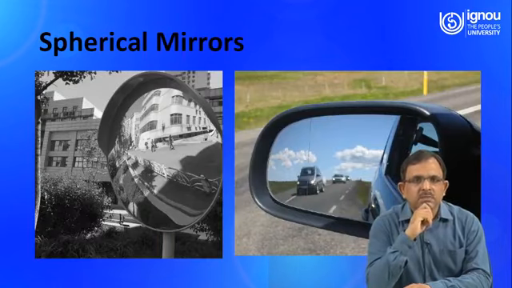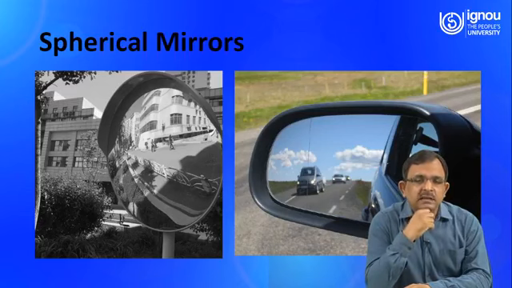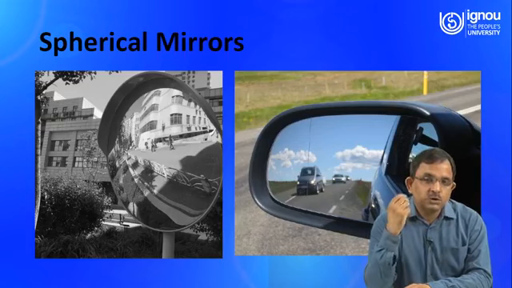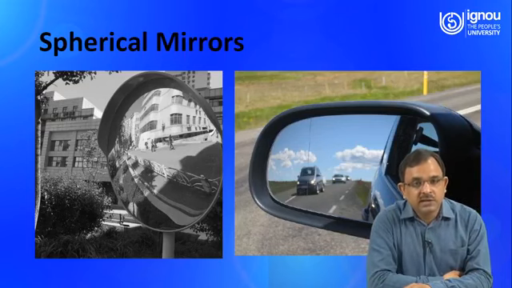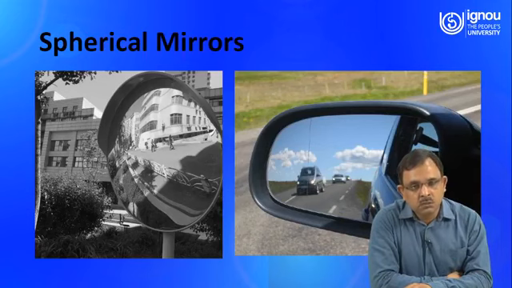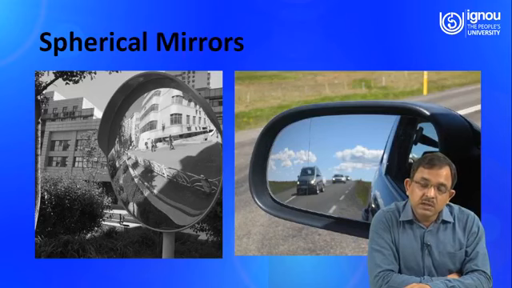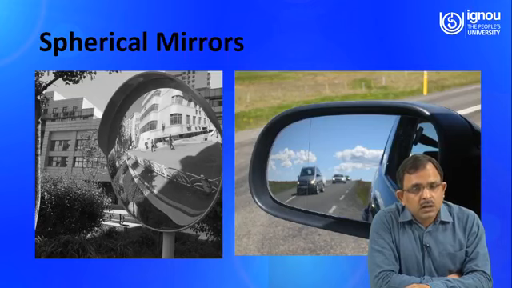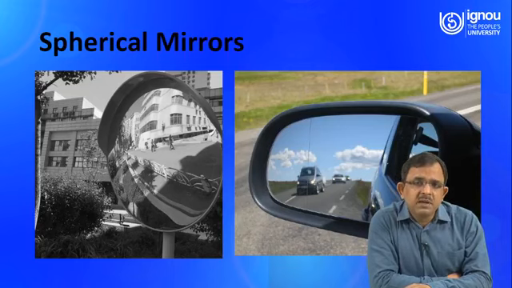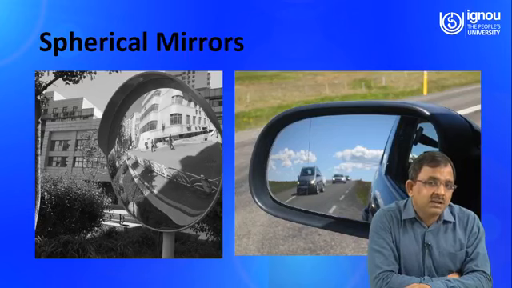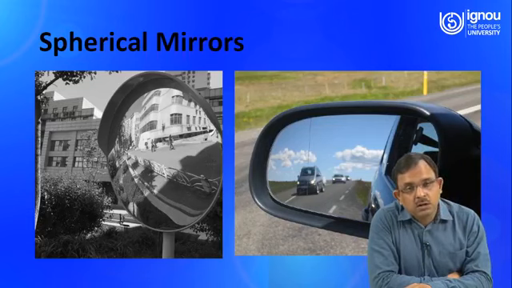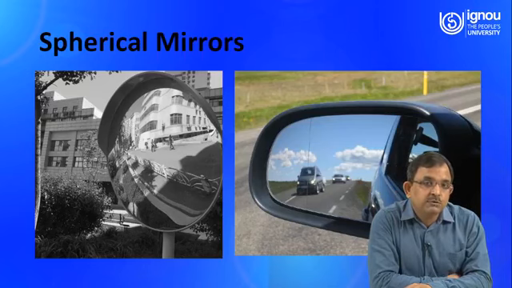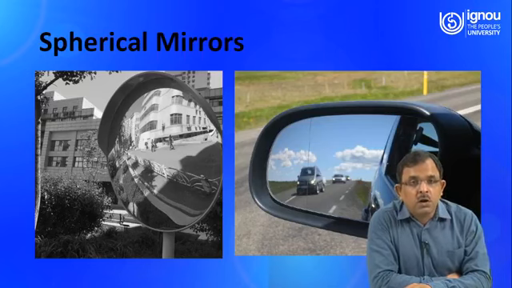For example, they may have seen a spherical mirror at a corner in a society, or at a corner where 2 or 3 roads are merging and one road is not visible from another road. They must have observed the mirror in the car, the side mirror. You can ask them what the difference is between the images formed by the car mirror and the mirror which has been installed at the corner or at the joint of 2 roads in your colony or in a society.